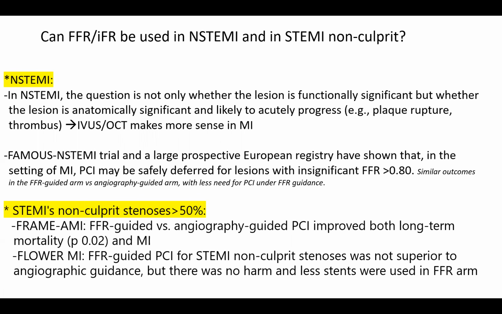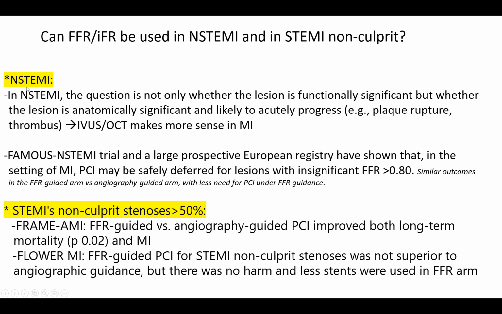So in non-STEMI, the question is not only whether the lesion is functionally significant, but whether the lesion is anatomically significant and likely to acutely progress. Plaque rupture, thrombus. So IVUS or OCT makes more sense in MI. And you would tend to stent a lesion with unstable features and with some degree of stenosis. You don't want to stent a lesion with plaque rupture, but less than 50% anatomical obstruction. So you need the combination. But IVUS or OCT makes more sense in that case.